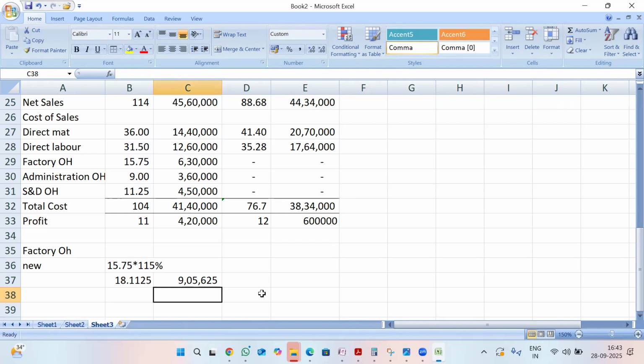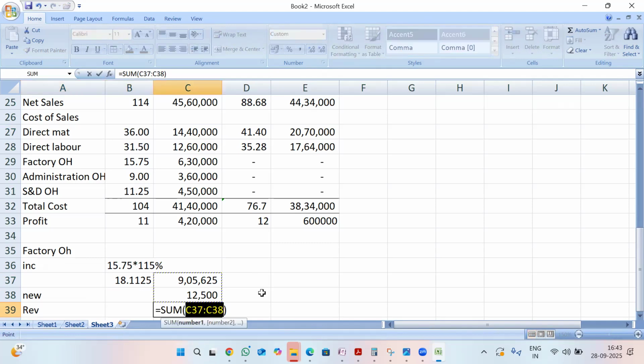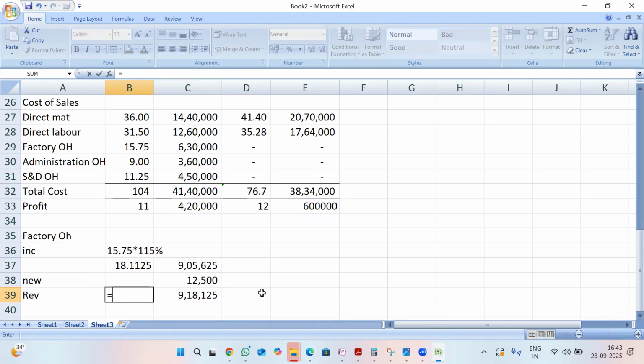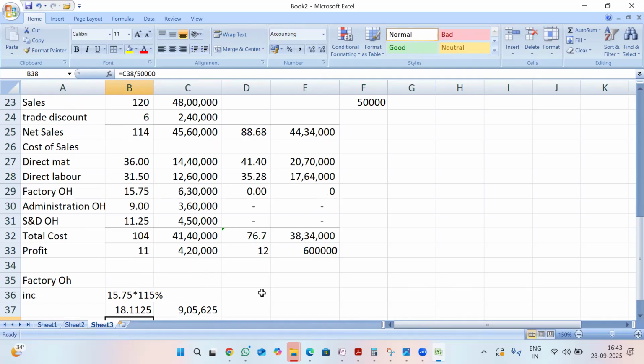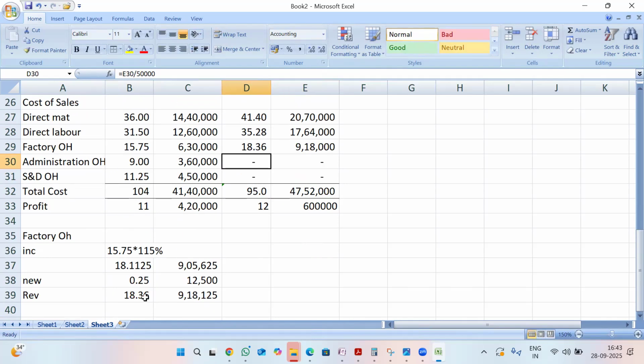In this factory overheads, I am having 12,500 as new facility. So my revised factory overheads will be 9,18,125. Then per unit will be 18.36. So per unit 18.36 into 50,000, again 9,18,125, same thing I will be getting. So here it may be your decimals. So 9,18,125.